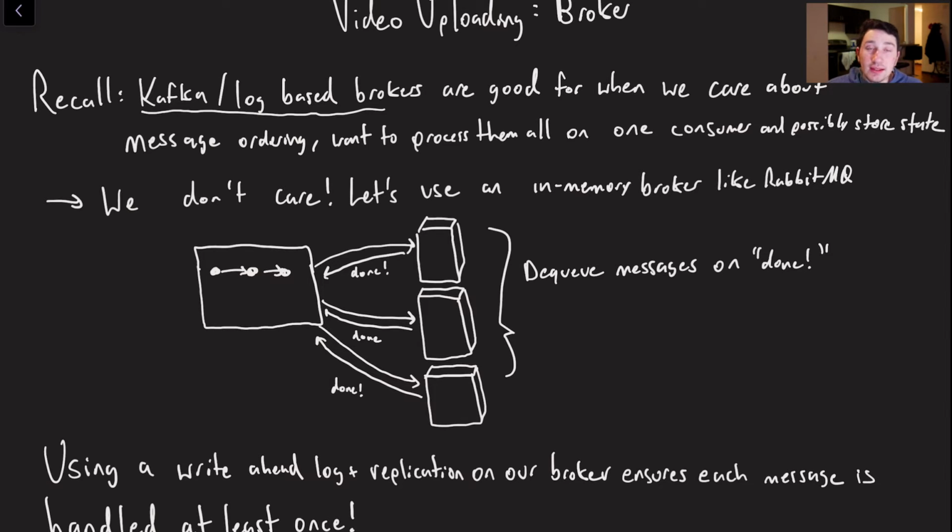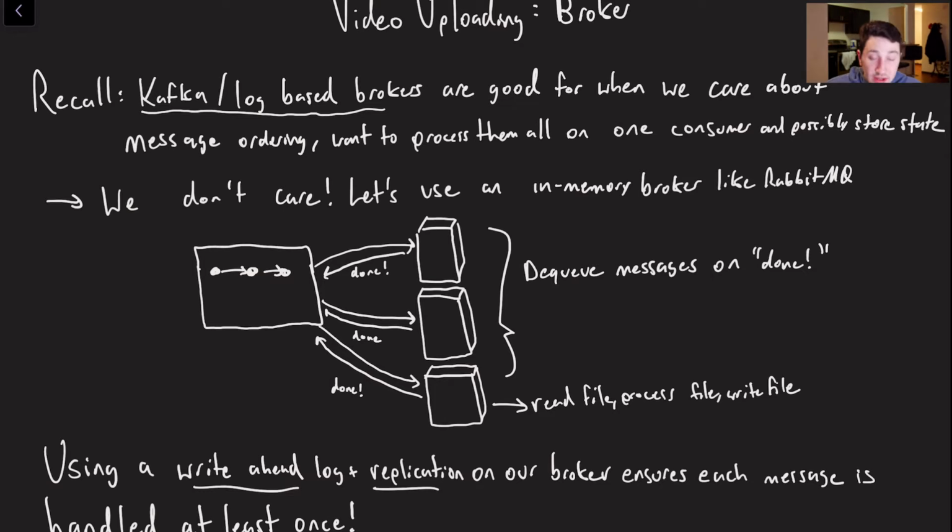You can use things like a write-ahead log and replication of your broker to ensure that every event gets played once. But the gist is, if you want to be able to maintain the same exact state if your broker were to go down, then you would much rather use Kafka. That being said, we don't actually really care about state because all our consumer is going to do is read file, process file, and then write file.